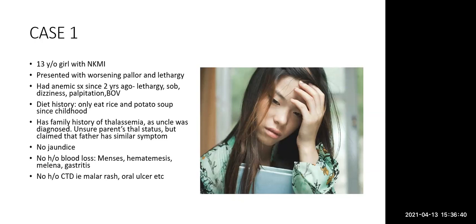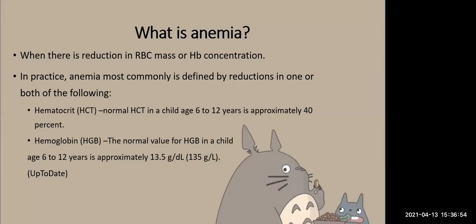So from this case, we can think of certain diagnoses of anemia, probably like IDA or thalassemia, right? So first we need to understand what is anemia. Anemia can be defined as a reduction in the RBC mass or a reduction in the hemoglobin. The hemoglobin level varies according to the age of the patient.